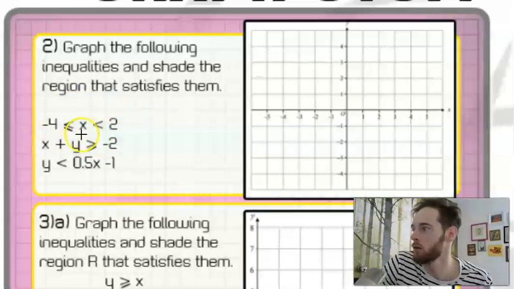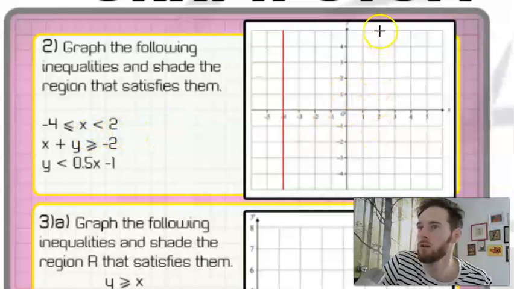So at -4, let's go to a -4 on the x-axis, and that's going to be a solid line. So I'll get my line tool back up and draw a solid line through there. And then we've got less than 2, so go to 2. So it's got to be a dotted line again that goes through this particular part of the x-axis.